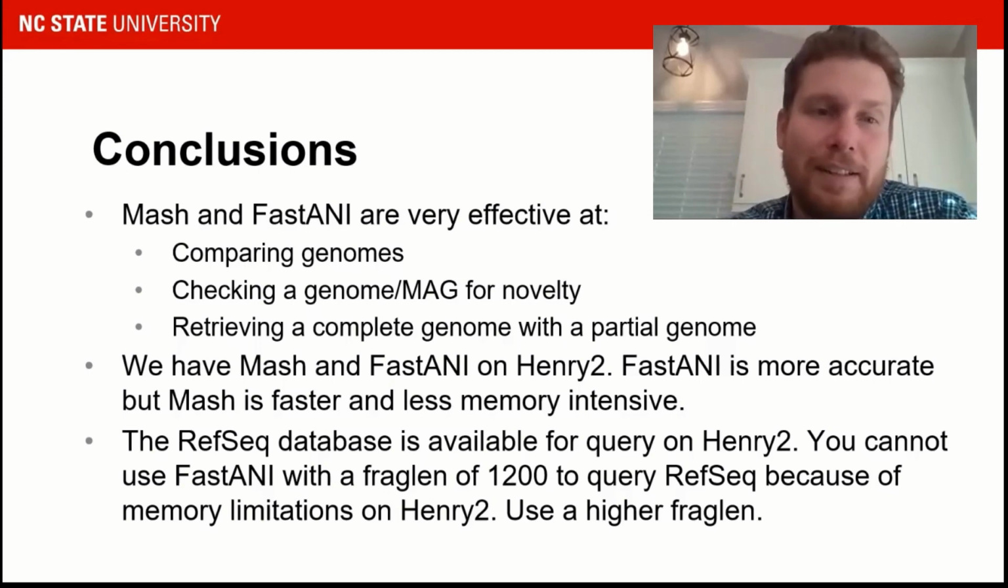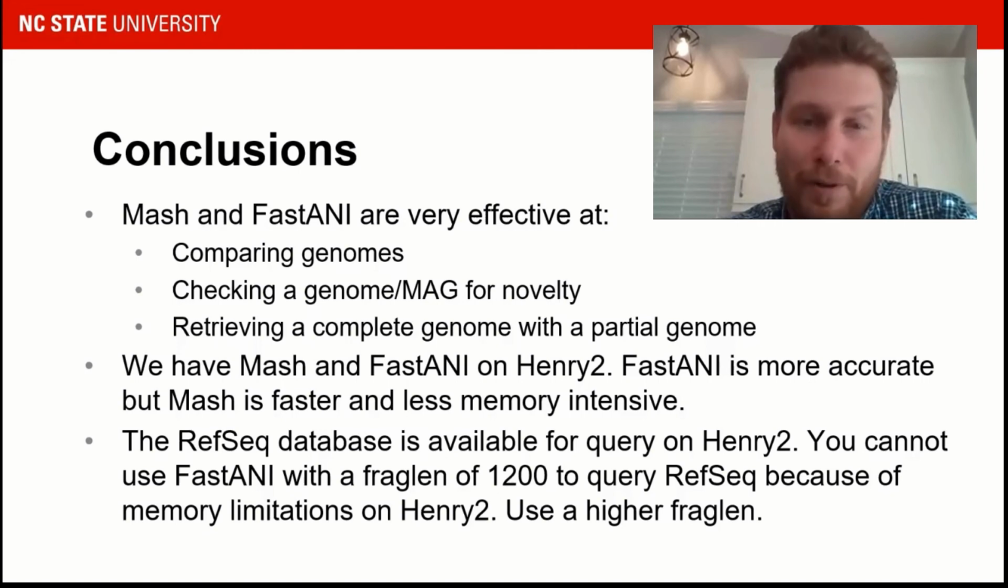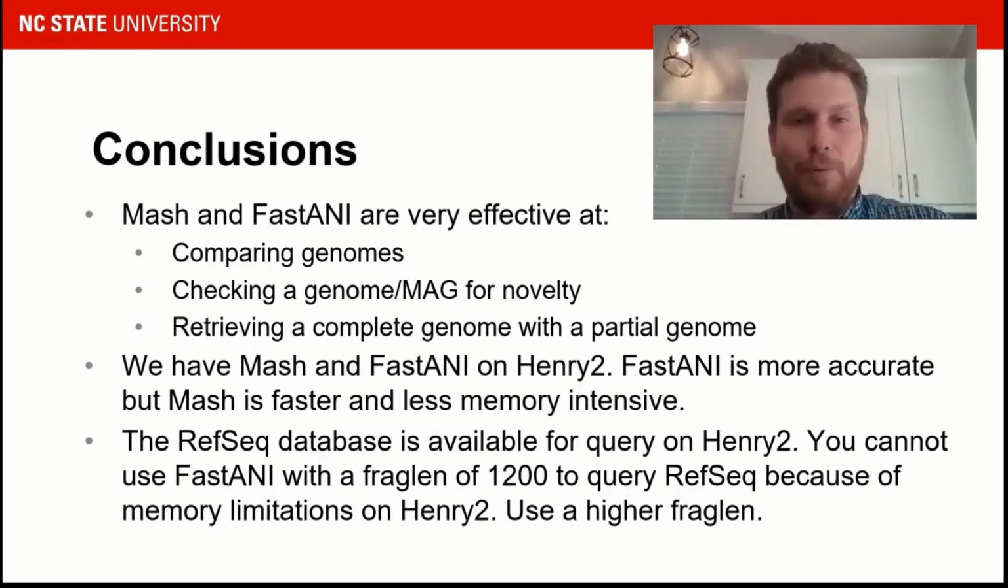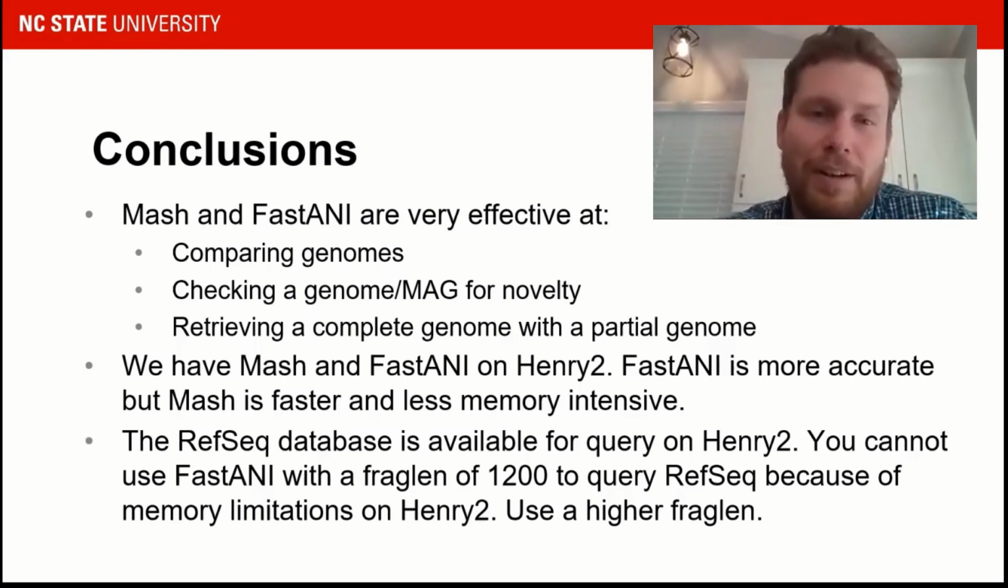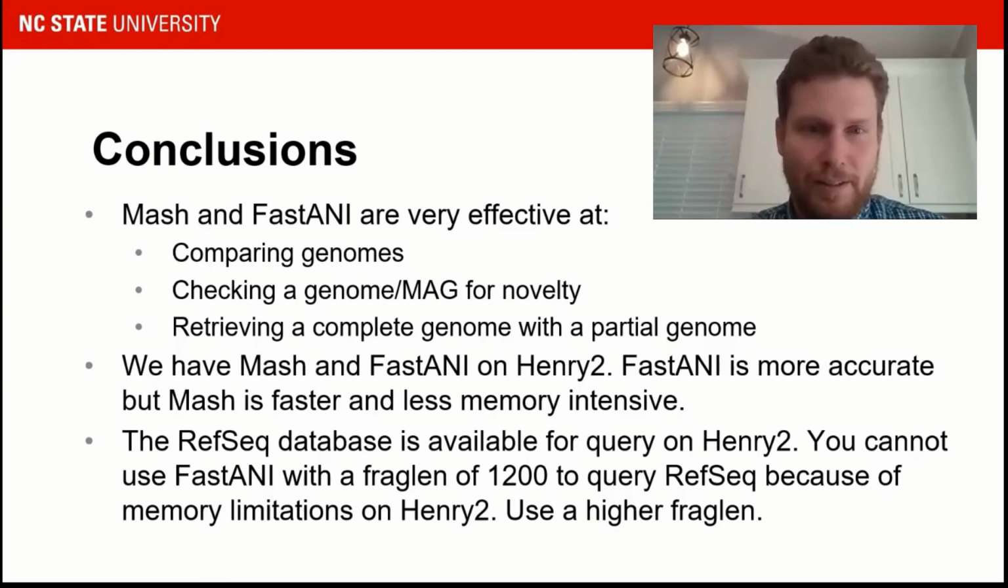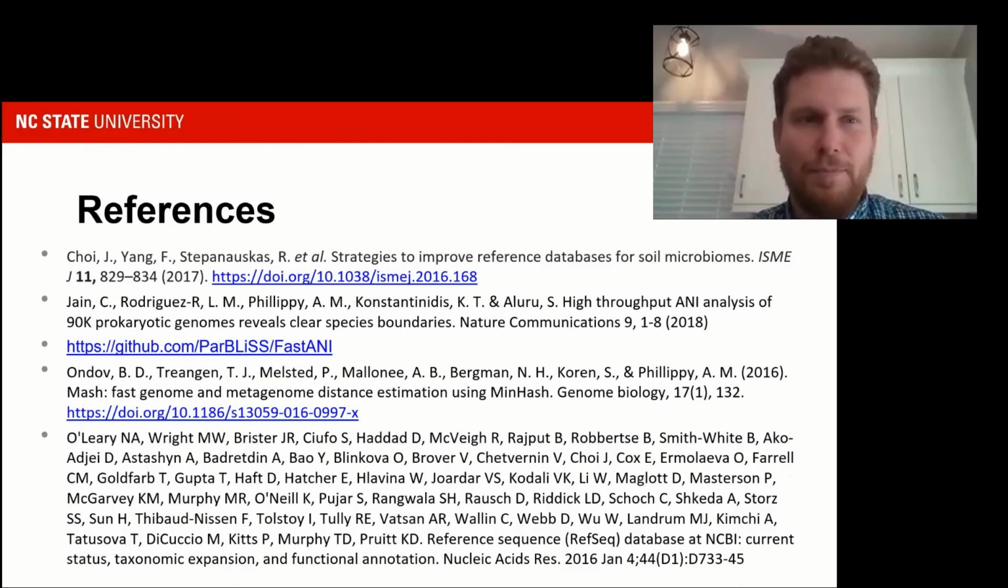The RefSeq database is available for query on Henry 2. You cannot use FastANI with a fragment length of 1,200, at least not without breaking up the RefSeq database into smaller portions to query, just because of the memory limitation on Henry 2. And you may or may not have to use a higher fragment length if you break up the database. Here's my references.